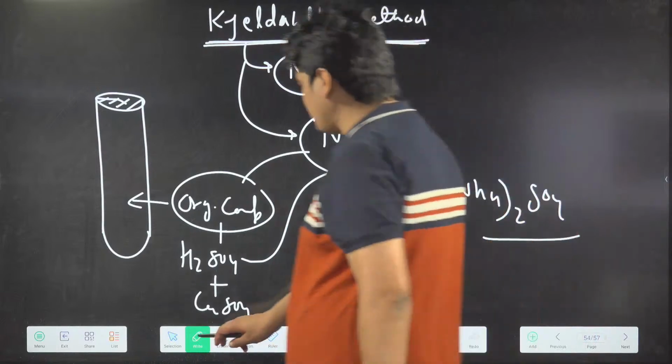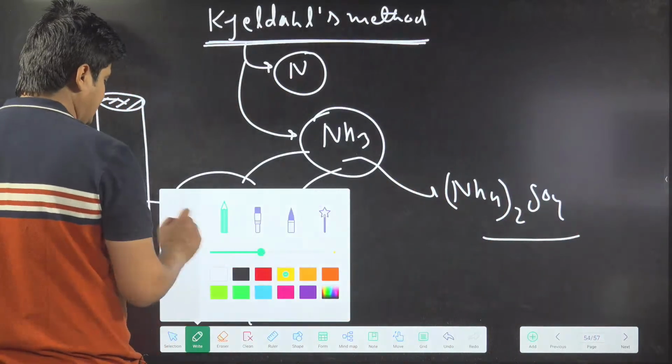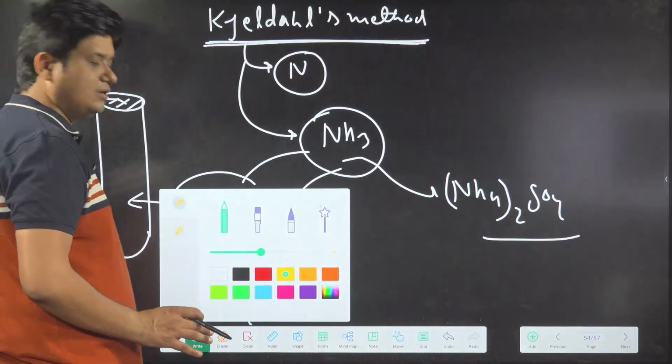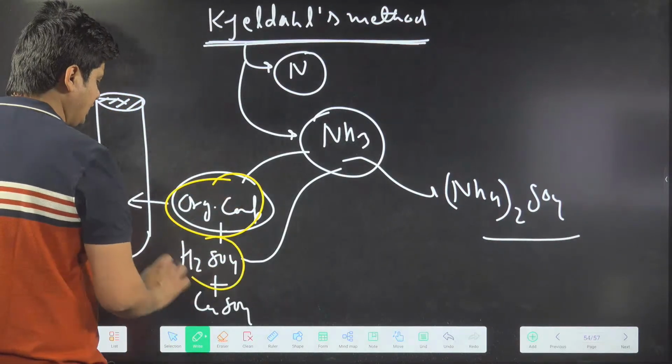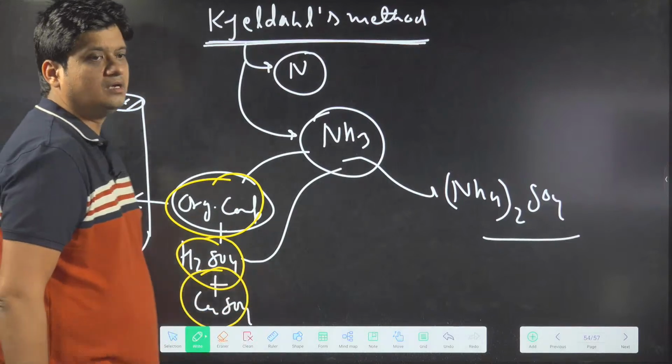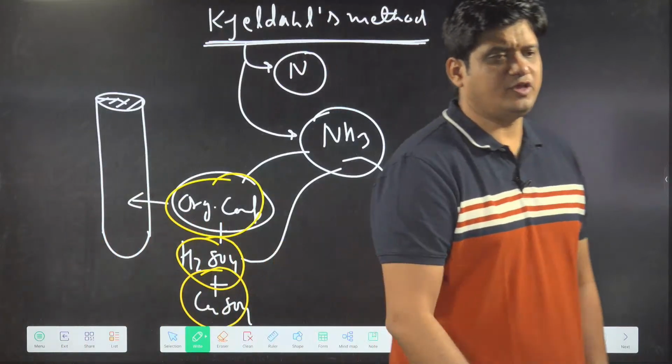In Kjeldahl's process, or Kjeldahl's method, what are we taking in Kjeldahl's flask? Answer: we are taking the organic compound with sulfuric acid and copper sulfate.